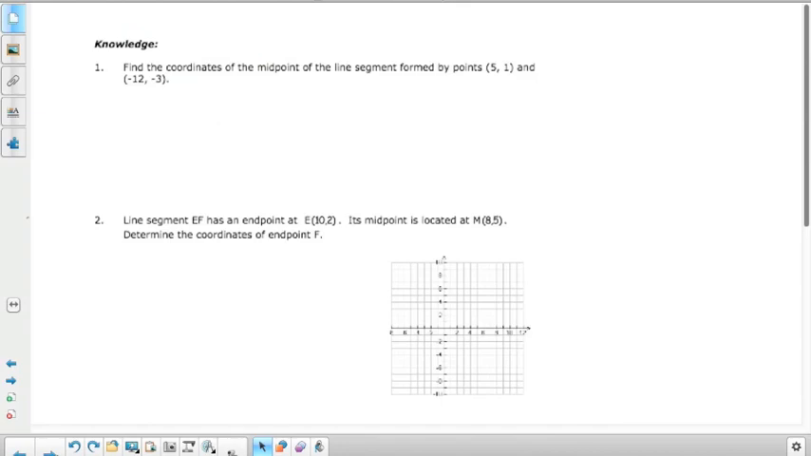Okay, so next page, a simple question. We want the coordinates of the midpoint of the line segment that's formed by the endpoints here. So how do we go about calculating this? What's our formula?